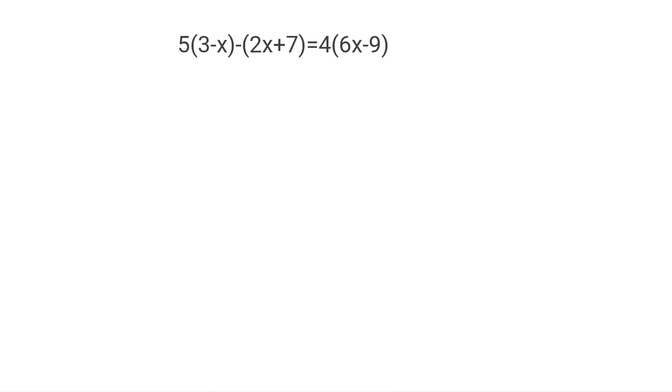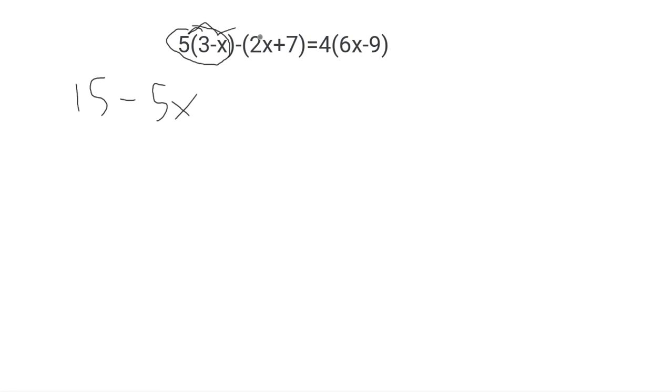So, an example of a multi-step equation is some crazy distributing. But if I had only given you this portion, you would know what to do. It would be 5 times 3 and 5 times negative x, which is 15 minus 5x.